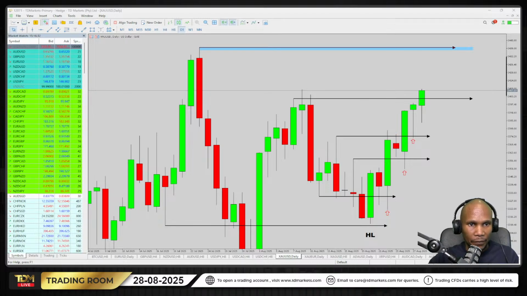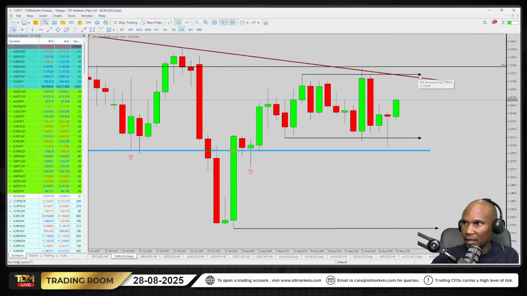All right. Euro USD. Euro USD is still ranging. There's nothing there for us. It is still trapped inside this range. So it went back down one more time. So let's see if it will go up, right? Personally, I prefer price breaking out of the range.